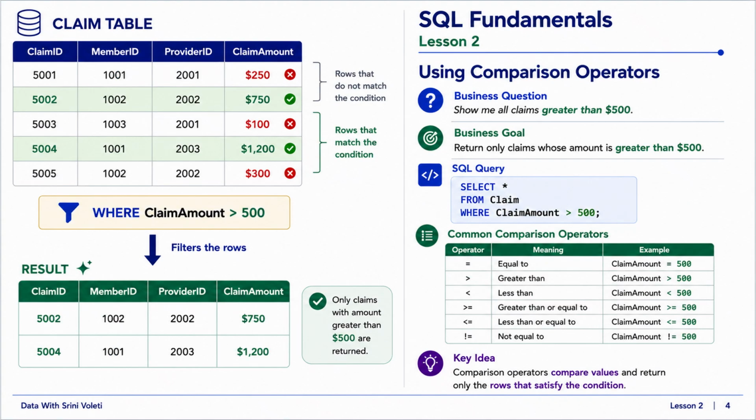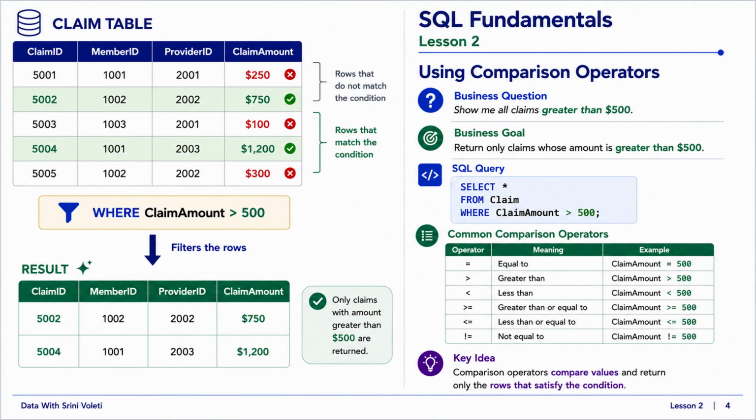Now that we have learned how to search for an exact match using the equal sign, let's make our queries even more powerful. Imagine your manager asks a different question now. Instead of requesting claims for one specific member, they say, show me every claim greater than $500. Notice what is different about this request? This time we are not looking for one exact value. Instead, we are comparing numbers to determine whether they satisfy a condition.